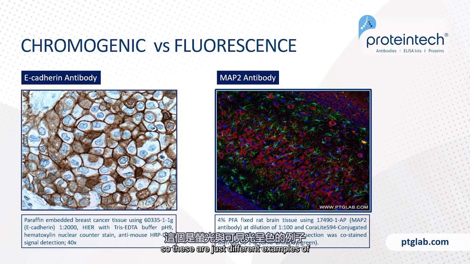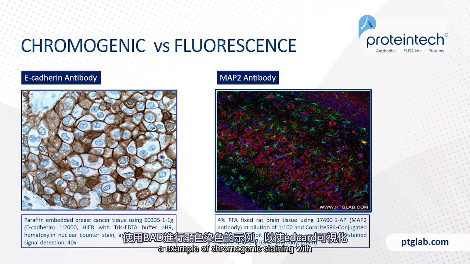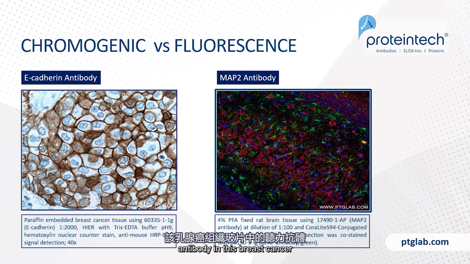So these are just different examples of fluorescent and chromogenic stains. On the left here, we have an example of chromogenic staining, with DAB being used to visualize the E-cadherin antibody in this breast cancer tissue slide. And on the right here, this is a fluorescent stain. Here you can see two stains, where in red we have our MAP2 antibody, which is a common neural marker, and in green we have our GFAP antibody, which is a common glial marker. And you can nicely see their distribution here.